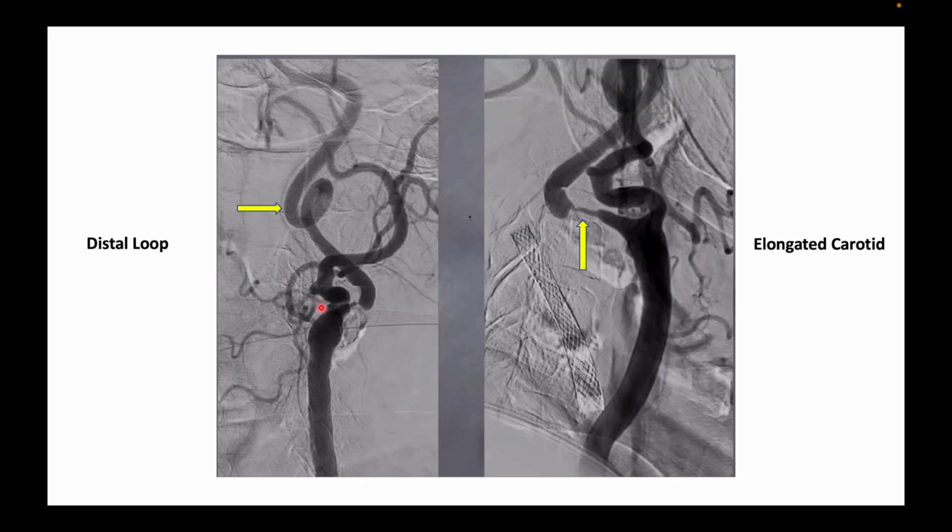Now you can see here in this case, this is critical ICA disease. Here you can see that there is a bad bend, and then in the other view there is a big loop. Now the problem with this loop was that the filter device was hard to push through, and the concern was that even if we get it through, it will be difficult to take the retrieval device through it.